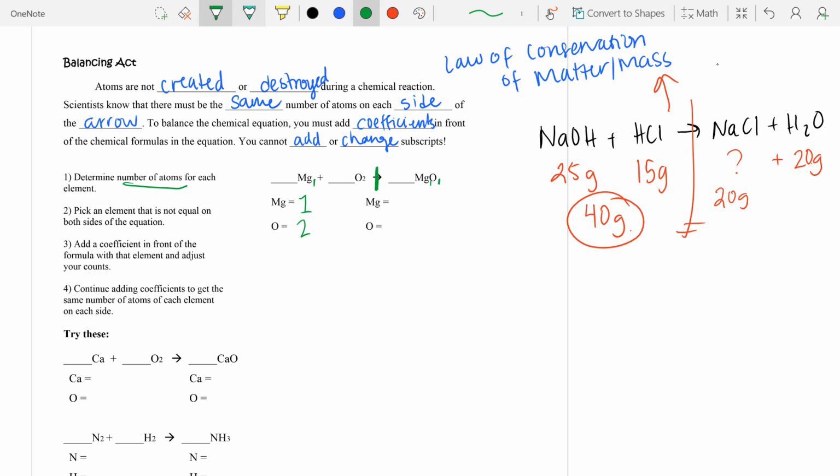And remember, this arrow splits our reactions in half, and I have 1 magnesium here and 1 oxygen over there. So I see that I have 1 magnesium on both sides, which makes it even, but I only have 1 oxygen on the right side, whereas I have 2 on the left side, and so that would be unbalanced, okay? So we want to start on the side that has the smallest amount.